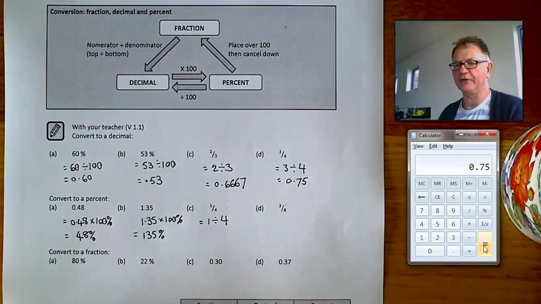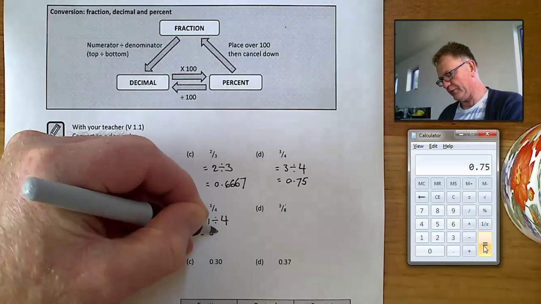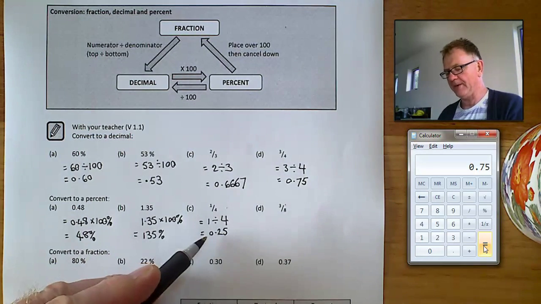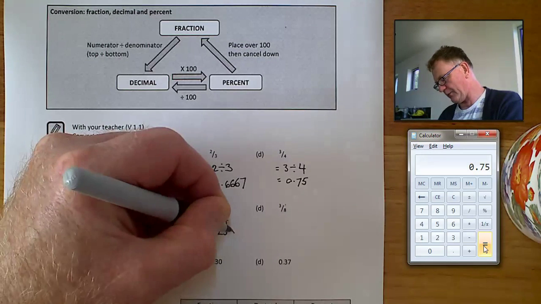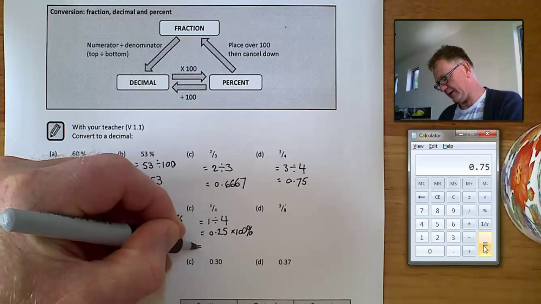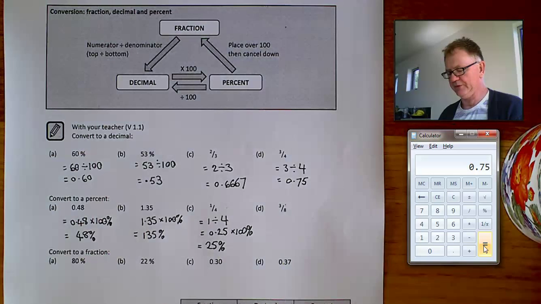Now, you probably do this on your calculator, but I happen to know that the answer to this one is 0.25. So I've changed a fraction to a decimal, but we wanted a percentage. So if I times that by 100%, you get 25%, which is 0.25 as a percentage.